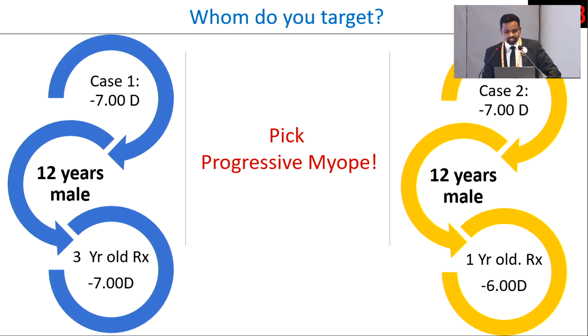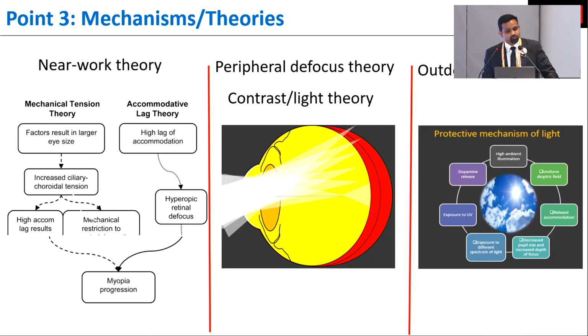On the left, both of them are 12 years old. If you look at case 1, it's -7. The previous prescription, which is 3 years old, is also -7. Versus case 2, in the last 1 year, it jumped by 1 diopter. So you might want to concentrate on case 2, but not case 1.